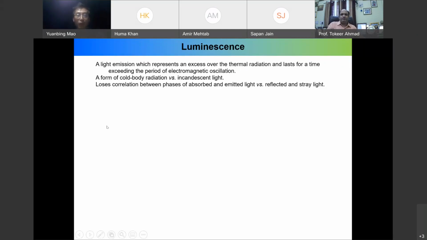It is also a form of cold body radiation. So luminescence is different from incandescent light. Incandescent light is a thermal process, thermal radiation. That's the difference as well. We'll talk about incandescent light today too. Luminescence also loses the correlation between the phases of absorbed and emitted light. So that's also a difference in terms of luminescence.